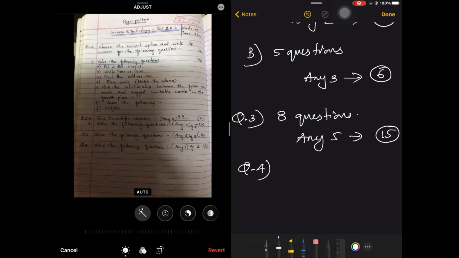Next is question number 4, solve the following question. Here you will get 2 questions. Out of these you have to write any one, which is of 5 marks. You know that we have already discussed the 5 mark questions in the class: you have to write 5 scientific points. For SSC children, those who are attempting the SSC examination, please see that you are writing the answers in scientific points properly. Practice the papers accordingly.